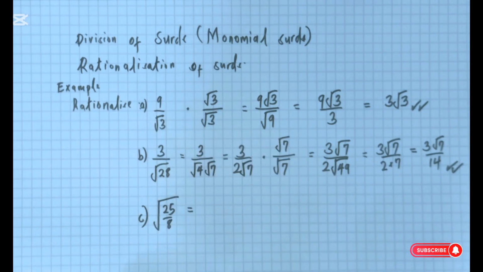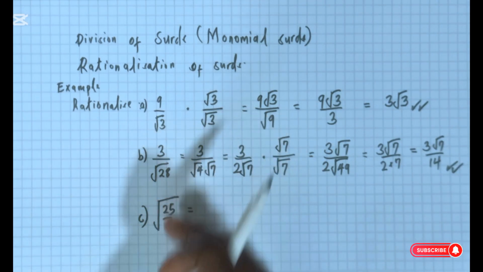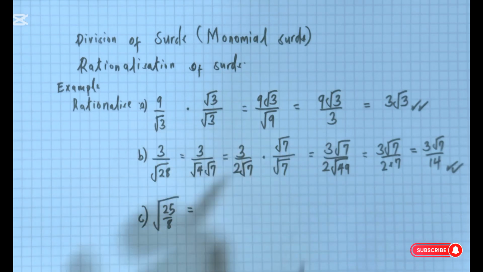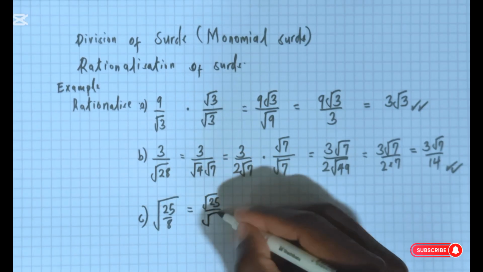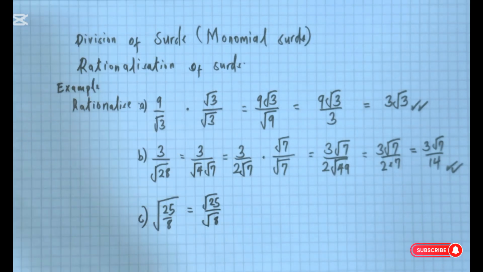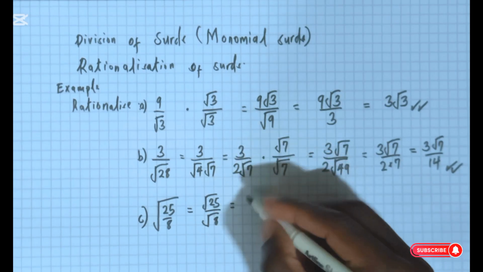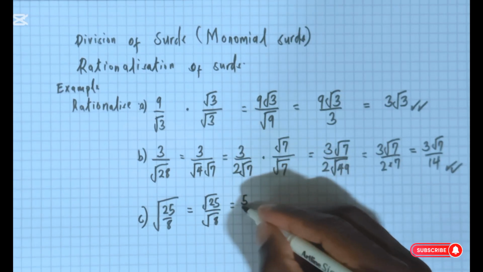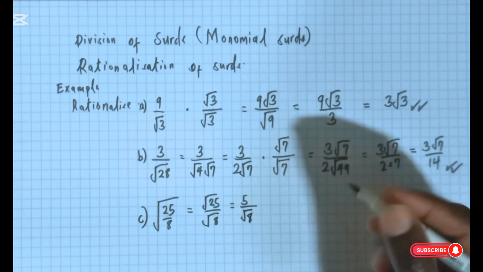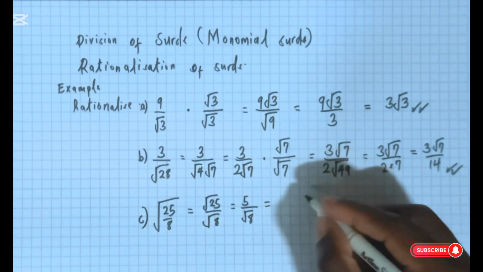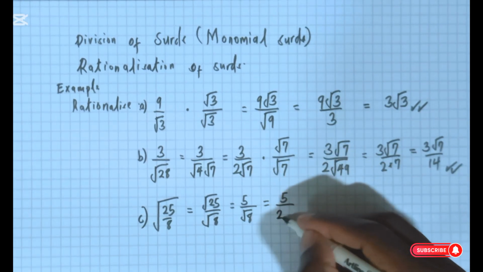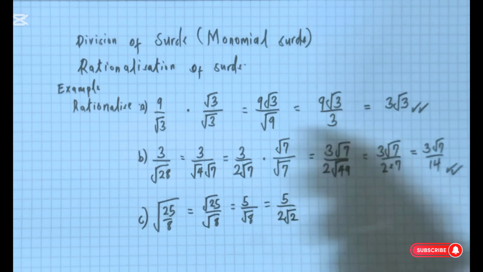Okay, so remember our rule of thumb. We say that when you're given a root of a fraction, basically you can write it as root 25 all over root 8. Okay, the denominator with the root sign, and the numerator also with the root sign. So the root of 25 is going to give us 5 all over the root of 8. Okay, so when you rewrite root of 8 in its simplified form, you are going to get 5 all over 2 root of 2.